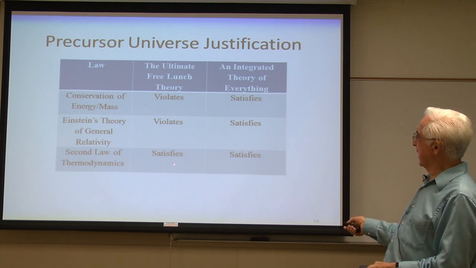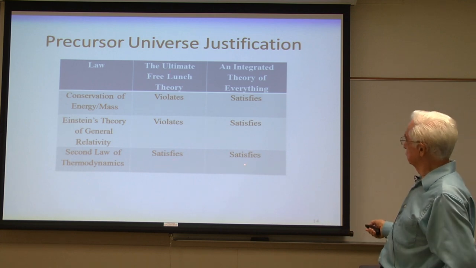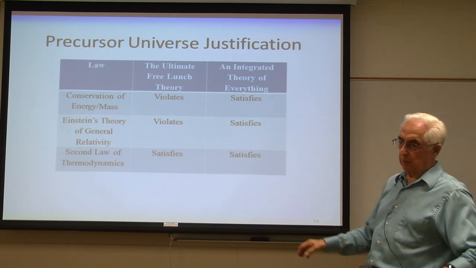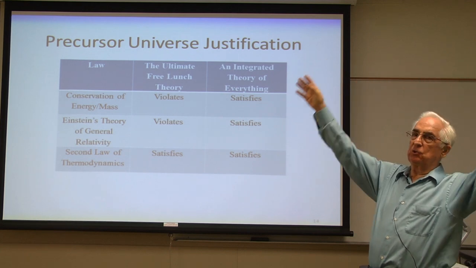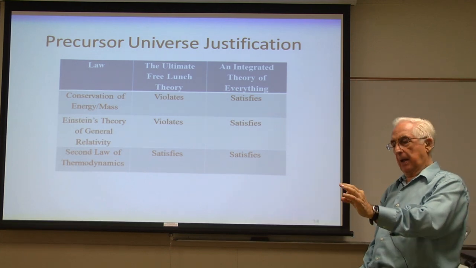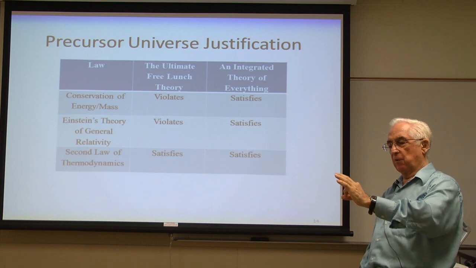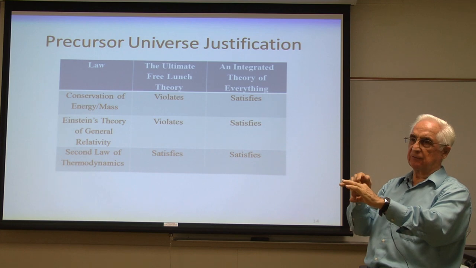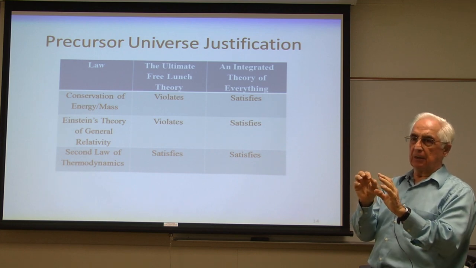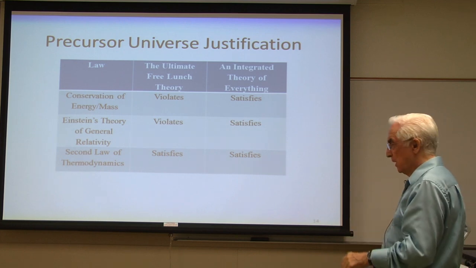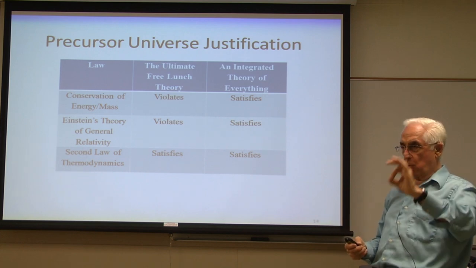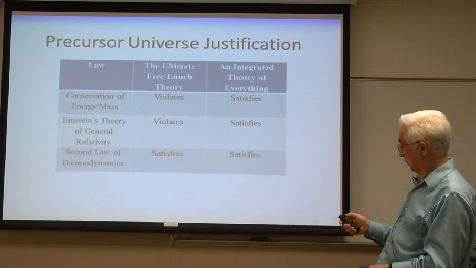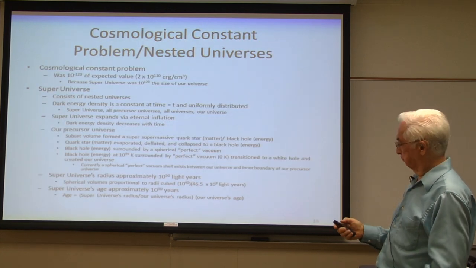The second law of thermodynamics is satisfied by the ultimate free lunch. It's also satisfied by an integrated theory of everything. What I said previously was we had a very, very large precursor universe, and relative to that, there was a very small subvolume which contained the supermassive quark star matter, black hole energy. And even though the entropy decreased in that small volume, it was outweighed by the volume of the total precursor universe.